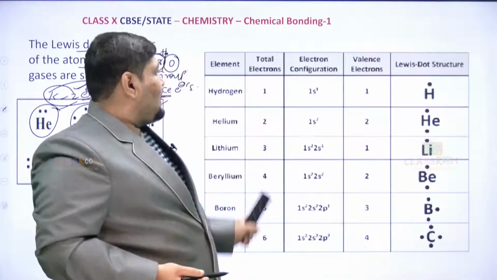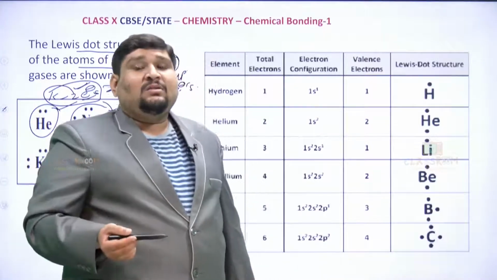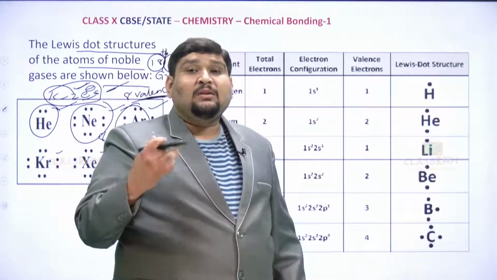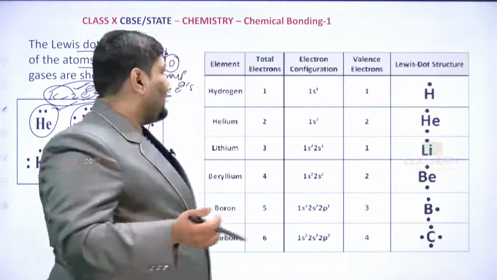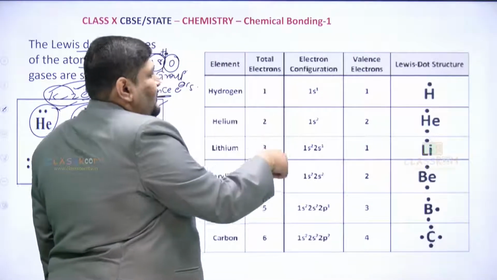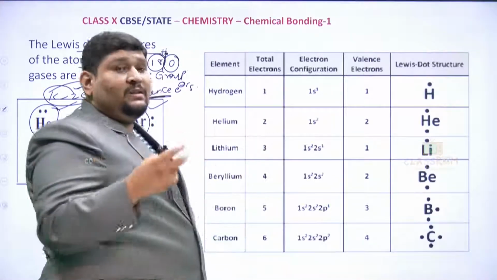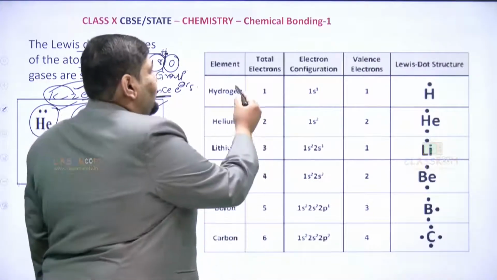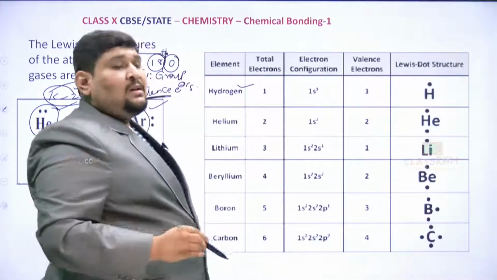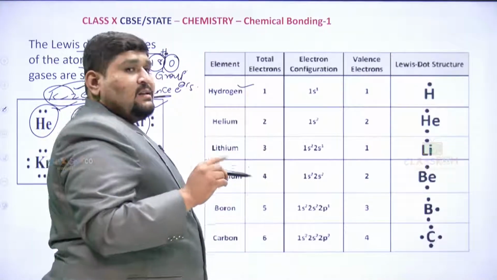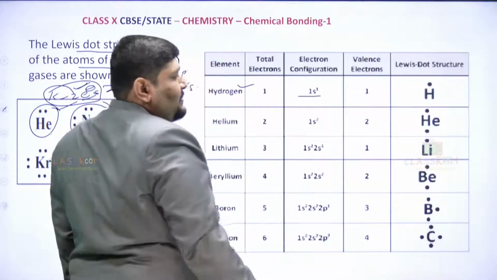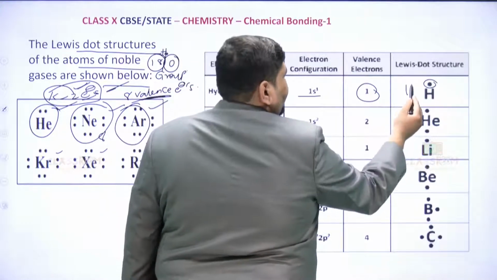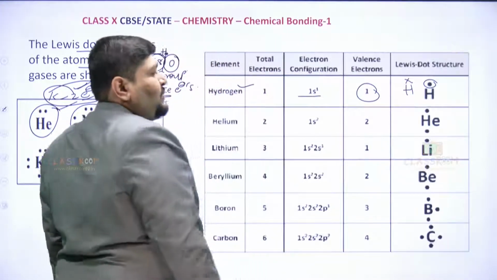Next comes the representation of the other elements with their available valence electrons using Lewis dot structures. Here you can find the different elements. When you start writing your elements as per atomic numbers, for the first atomic number, hydrogen, the total electrons is 1, the configuration is 1s1, and the available valence electron is 1. So you represent it with only 1 dot, or you can also represent it with a cross.